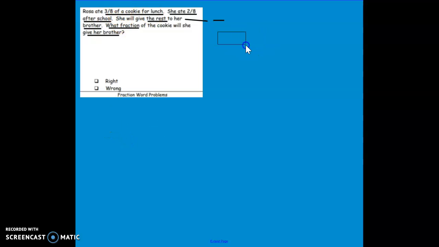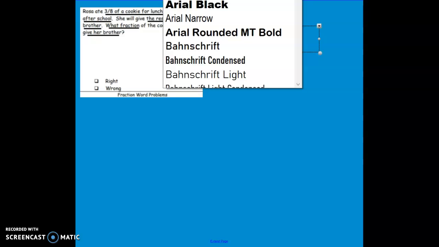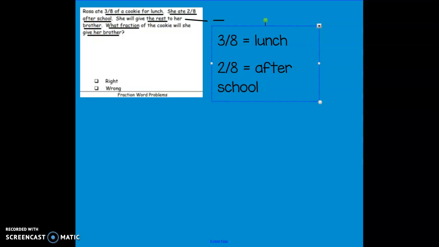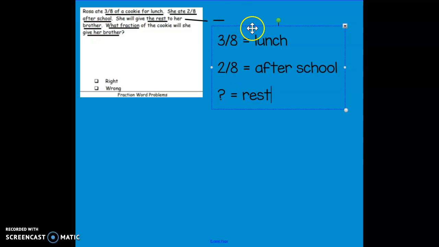Let me write out my facts real quick. Let's choose a cute font, guys. Alright, so 3/8 equals what she ate for lunch, and 2/8 for what she ate after school. Okay, and then we have to find out the missing fraction for whatever she gave to her brother. So the rest, the remaining cookie, or the remaining fraction of the cookie. Okay, so immediately I know that I'm going to add 3/8 and 2/8 to find out how much she ate.